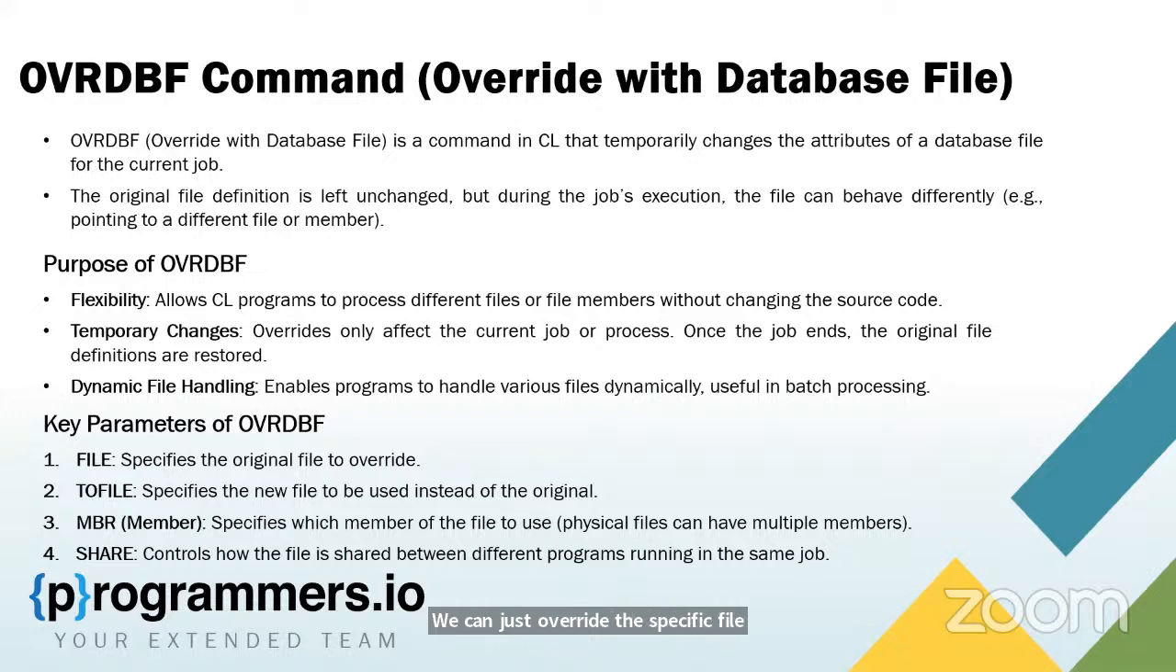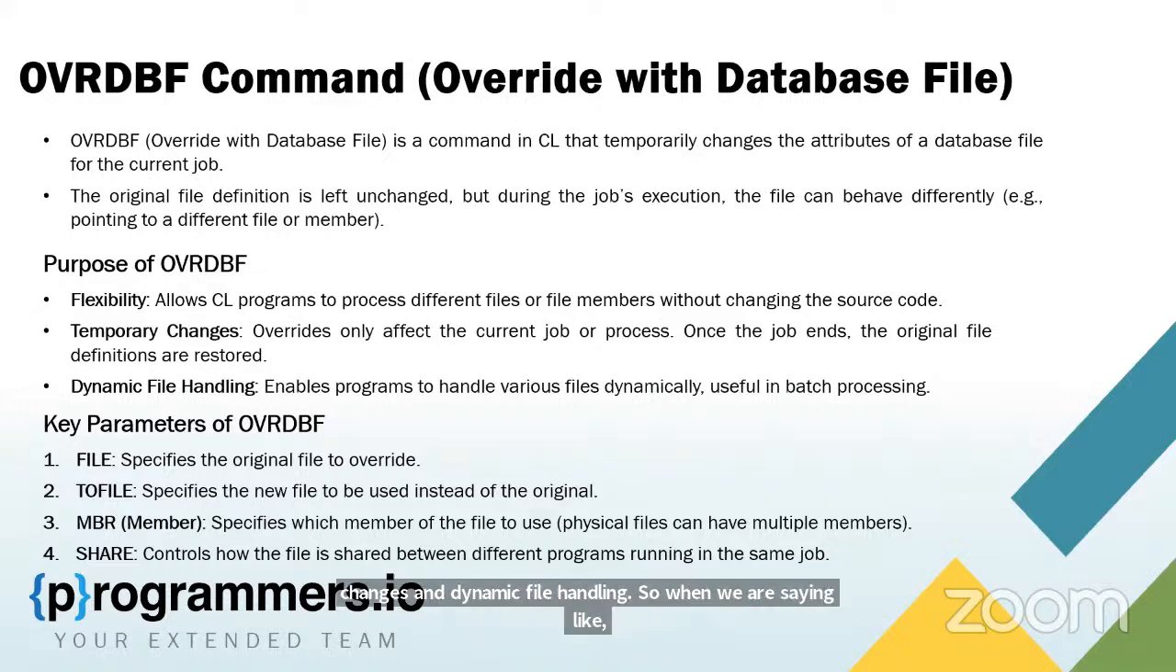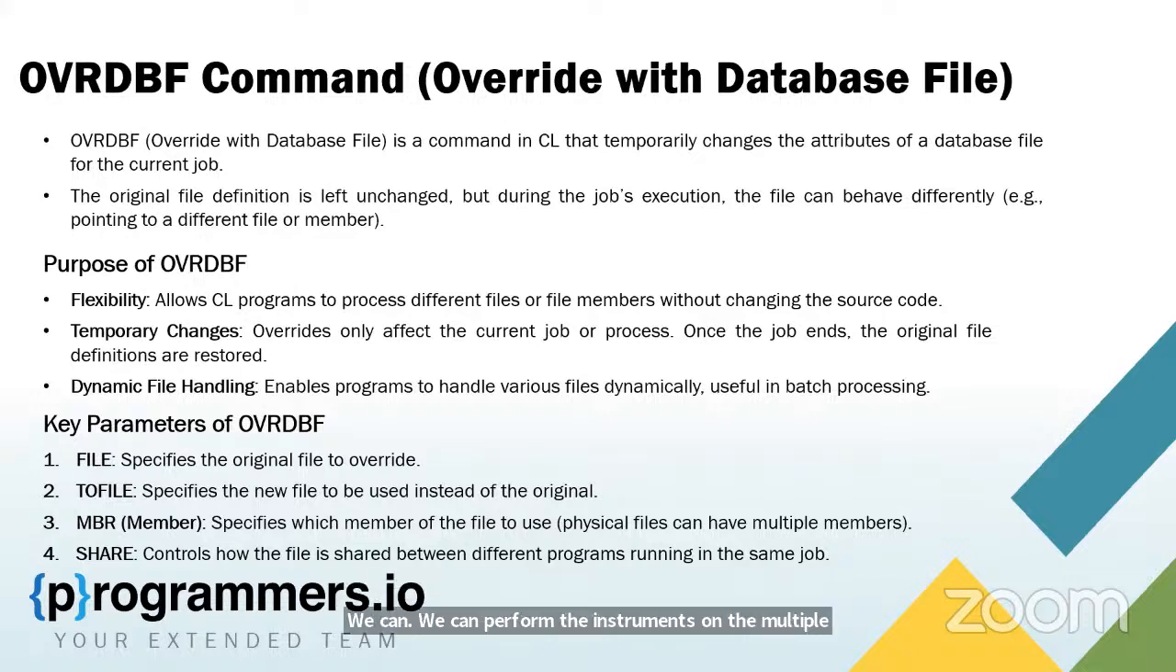The purpose of override file is that it gives flexibility, temporary changes, and dynamic file handling. When we say flexible, we can perform the overridden functions on multiple file members without changing the actual source of that. Temporary changes means the actual file will be kept safe, and at the end of the job we can just restore the actual file. Dynamic file handling is quite similar: when we are processing multiple files in batch processes, we can handle that because we have the ability of overriding the actual file.